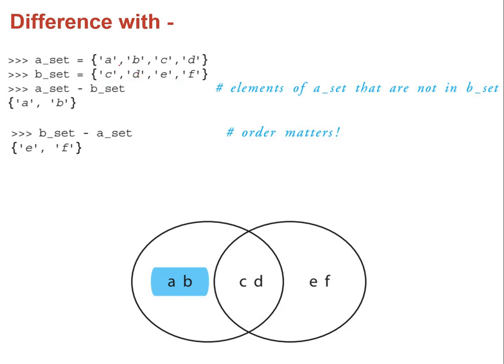And when you do B minus A, in this case order matters. It's going to return E and F only, because whatever comes first wins. The elements of that set are going to remain, and the common elements and the elements of the second set are removed.